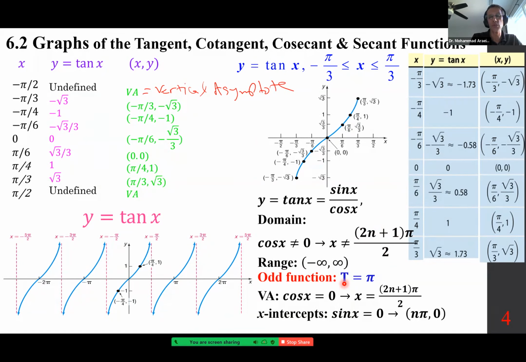This is an odd function with the period equals pi. Remember, the period for tangent and cotangent is only pi. VA wherever cosine is 0. Cosine is 0 at this point, so this is VA short for vertical asymptote. So there are infinitely many vertical asymptotes. What about the x-intercept? Look at this function again. X-intercept when y is 0 and a fraction is 0 when the top is 0, when sine is 0, and sine is 0 when it's n pi, for example, 0, pi, 2 pi, so on and so forth.